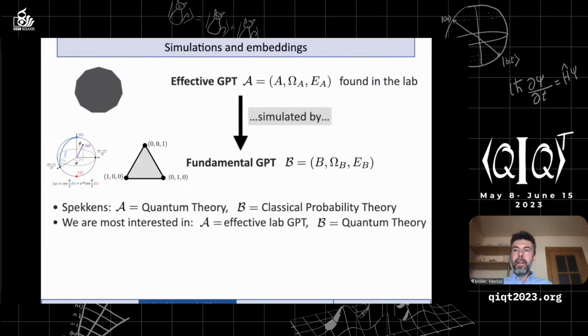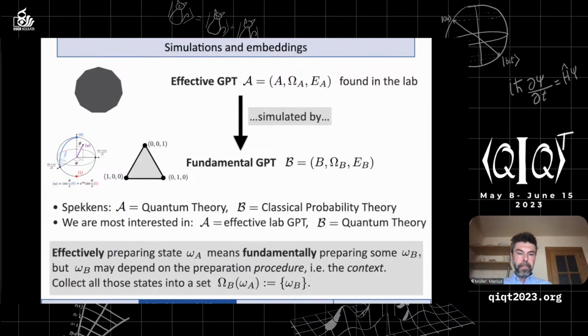Spekkens contextuality considers the situation where A, your effective theory, is quantum theory, and you want to ask whether the fundamental theory is classical probability theory, whether it is plausible that your fundamental underlying physics B could be classical. We are, however, mostly interested in the case where A is just the effective theory you find in your laboratory, and B is quantum theory. And you ask, fundamentally, quantum physics should describe laboratory physics.